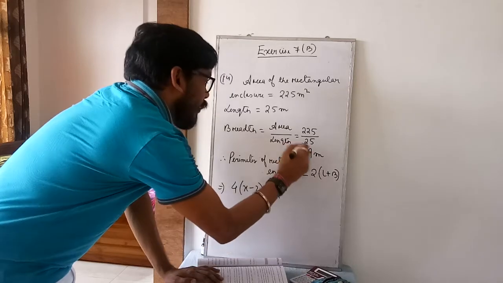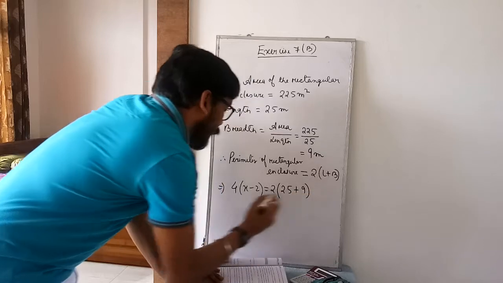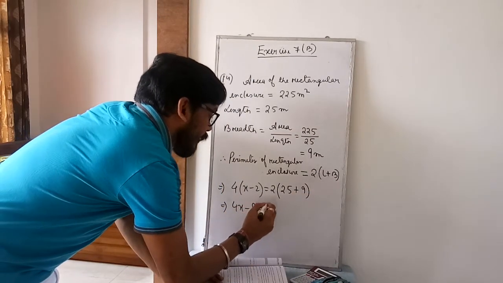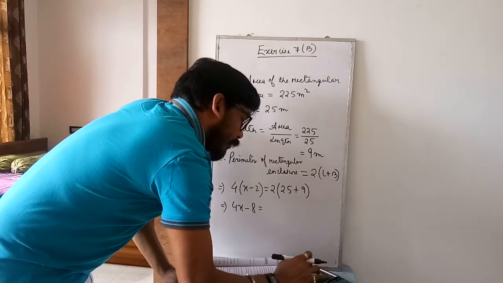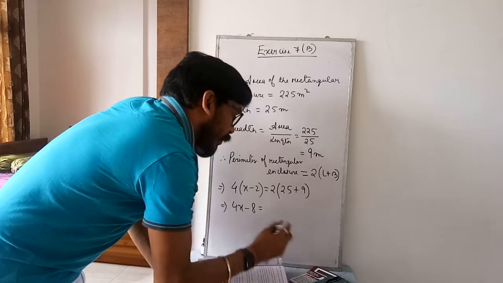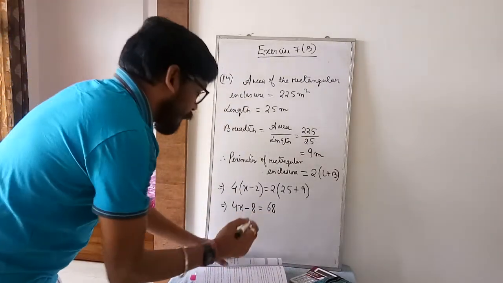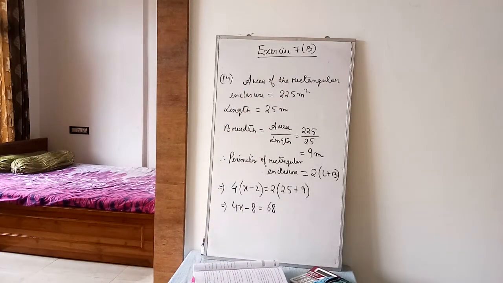2 into, you got length how much? 25, and breadth is 9. So you can multiply it. 4x minus 2 equals 2 into 34, where 25 plus 9 is 34. 34 into 2, it is 68. Okay. So take the screenshot. I will rub the upper part. Take the screenshot.